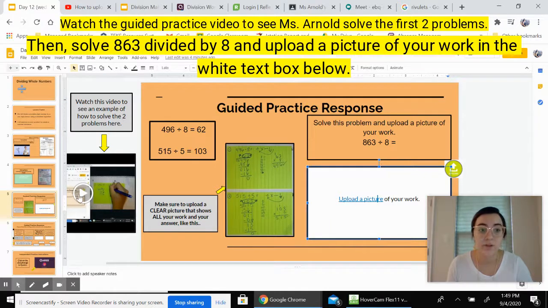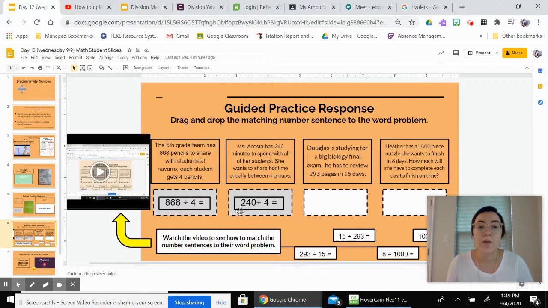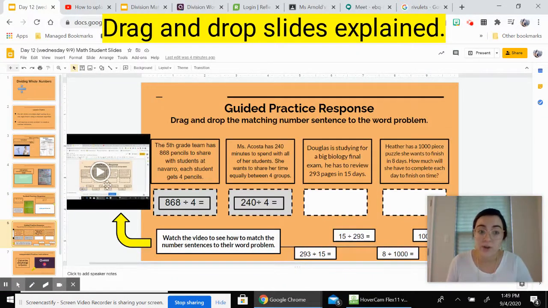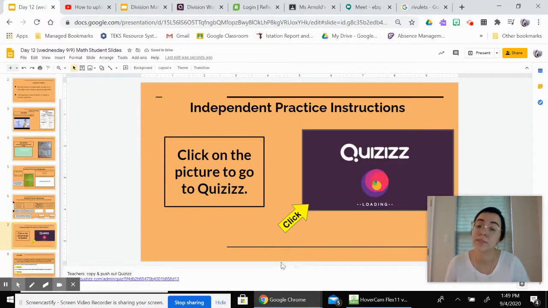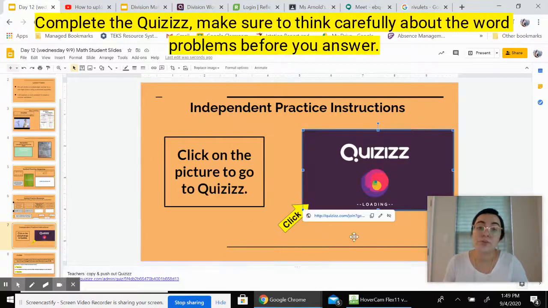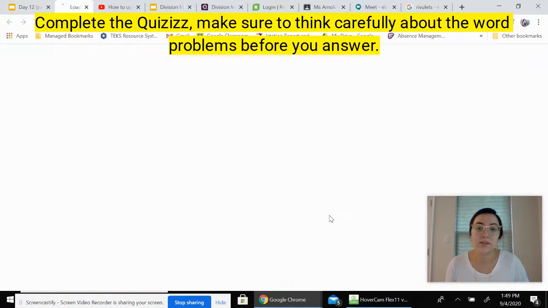Whenever we finish this with our computation, we have some drag and drop slides. I made another video for you to watch if you need to, but all we're doing here is reading the problem and dragging the number sentence that matches to the box that it says. Then we're going to do that same process. We're going to match the word problem to the number sentence. And that's all this is.